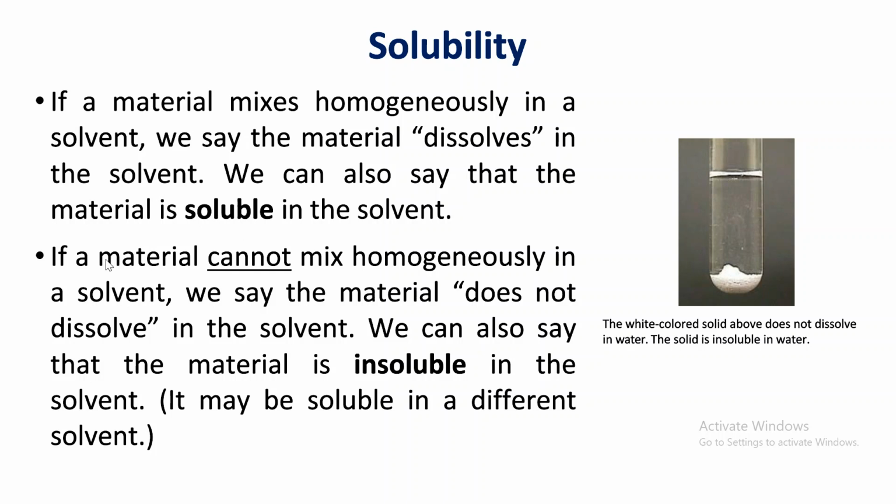Now, on the other hand, if a material cannot mix homogeneously or evenly in a solvent, we say that the material does not dissolve in the solvent, and we say the material is insoluble. And the example here in the picture is an example of an insoluble solute that we're trying to dissolve in water.